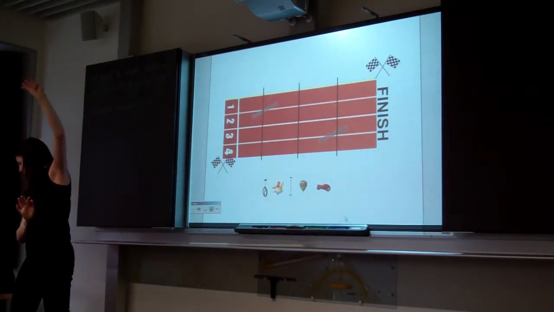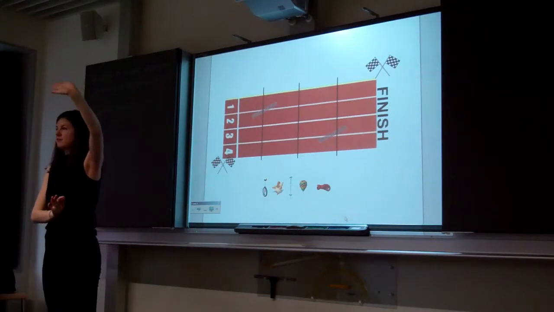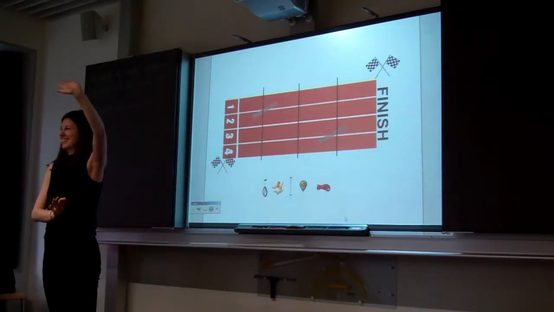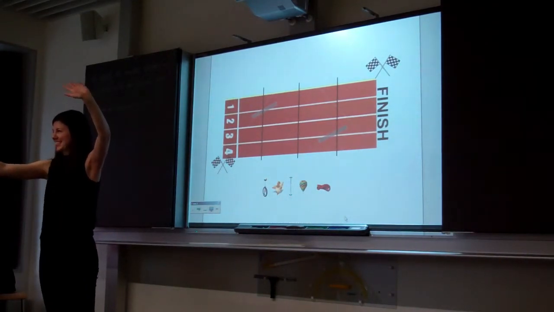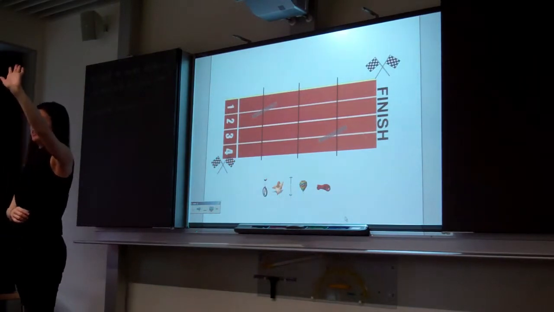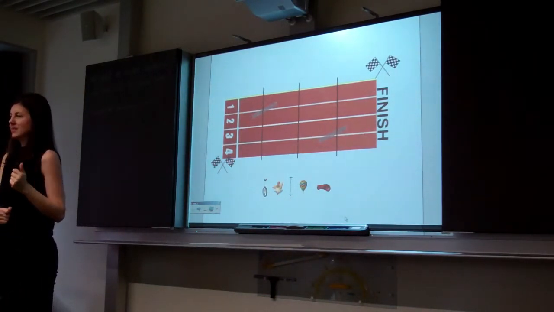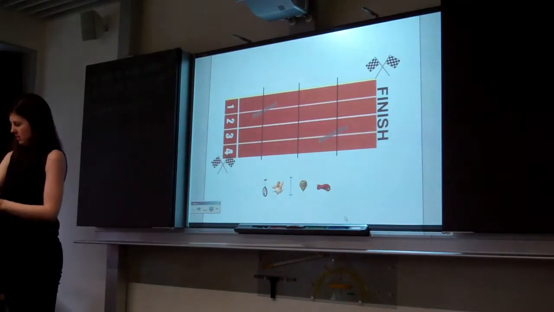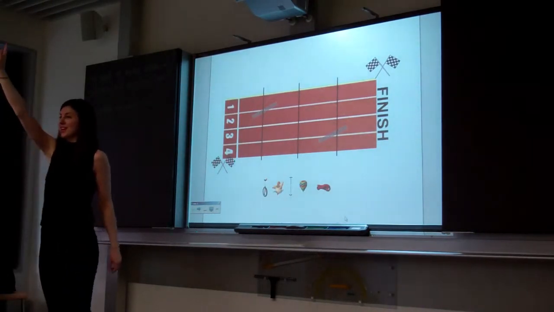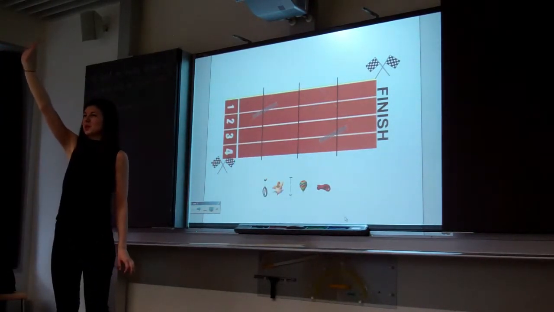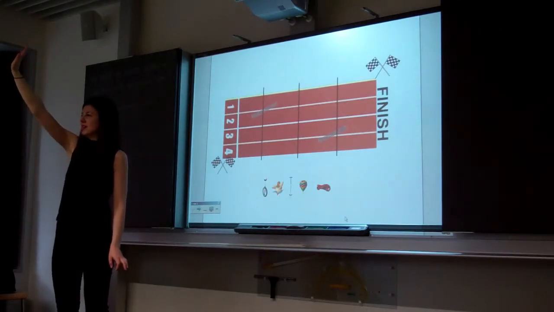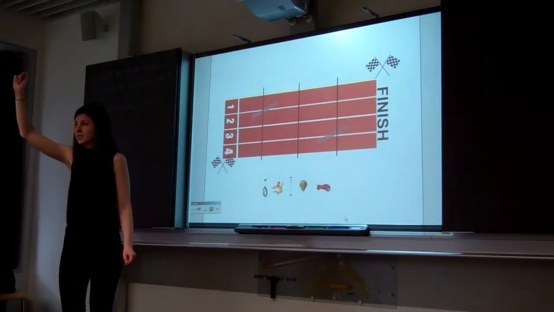And task number five. Wait, don't do it yet. Task number five, name four of the six Australian states. Now wait, before you start, you need to choose a vehicle to move along the racetrack.